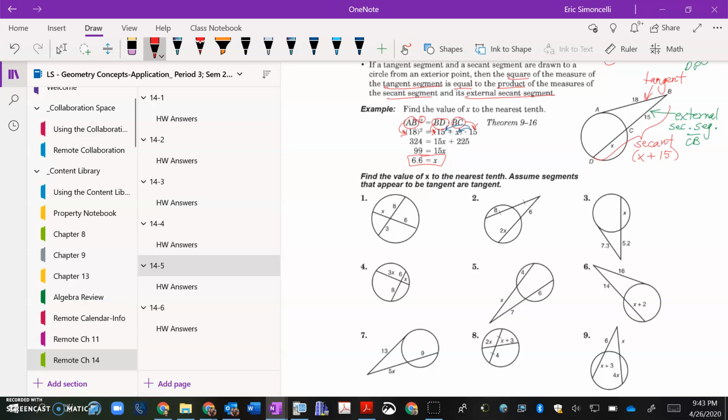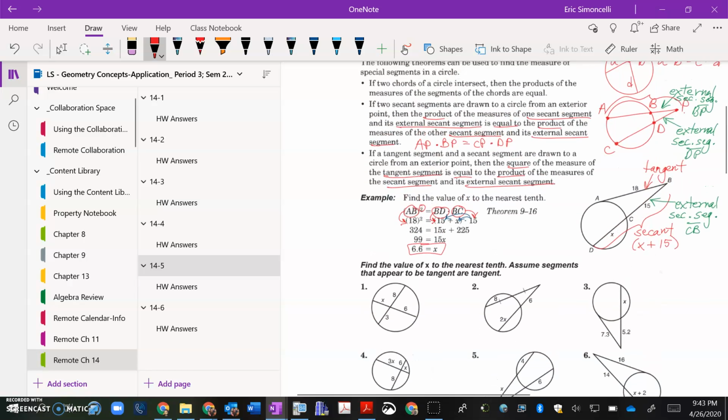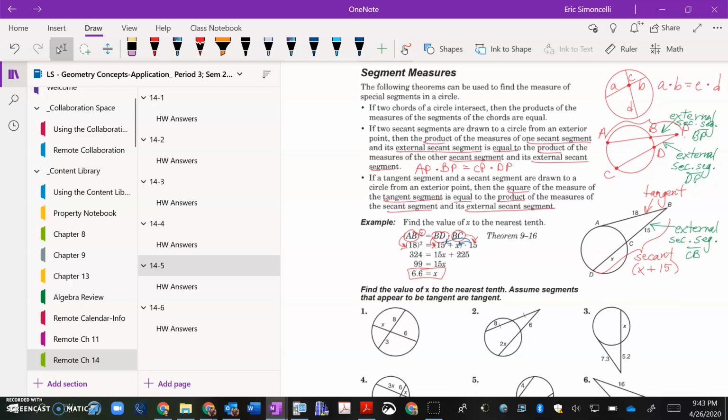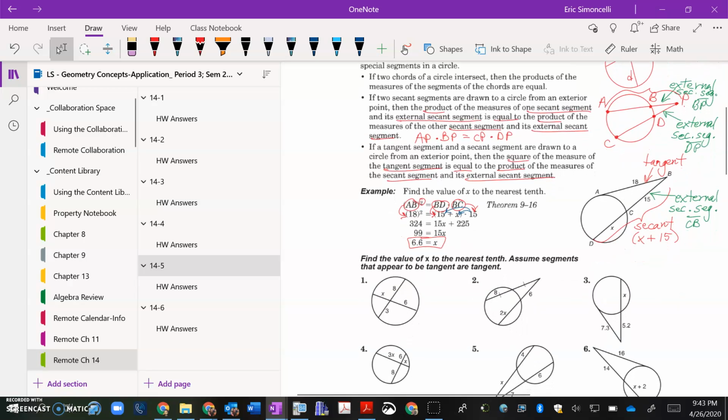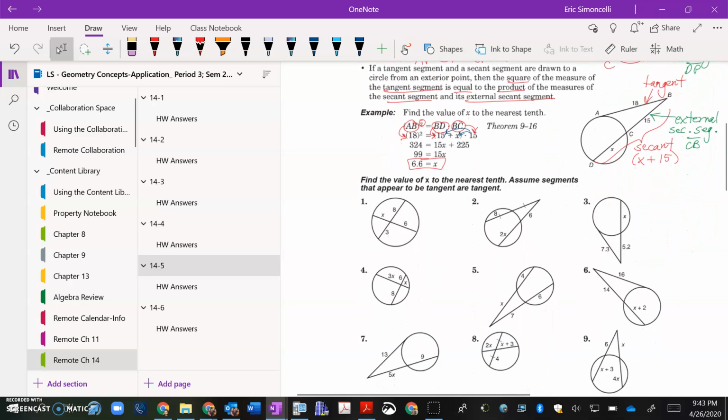If we look at number 1, this would very obviously relate to the first theorem as a chord-chord relationship. As we saw back on theorem 1, it was simply A times B equals C times D. We're essentially just taking the product of the segments. So 6 times x equals 3 times 8, and that's as easy as 6x equals 24. Therefore, divide by 6, and x equals 4.